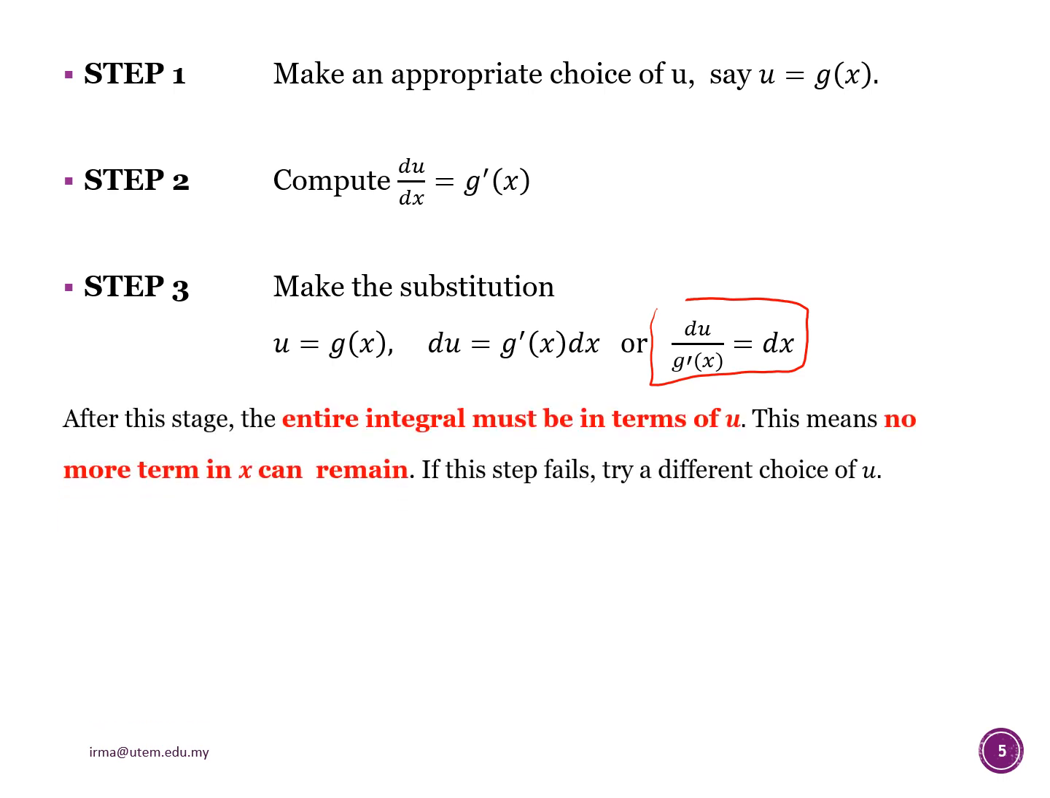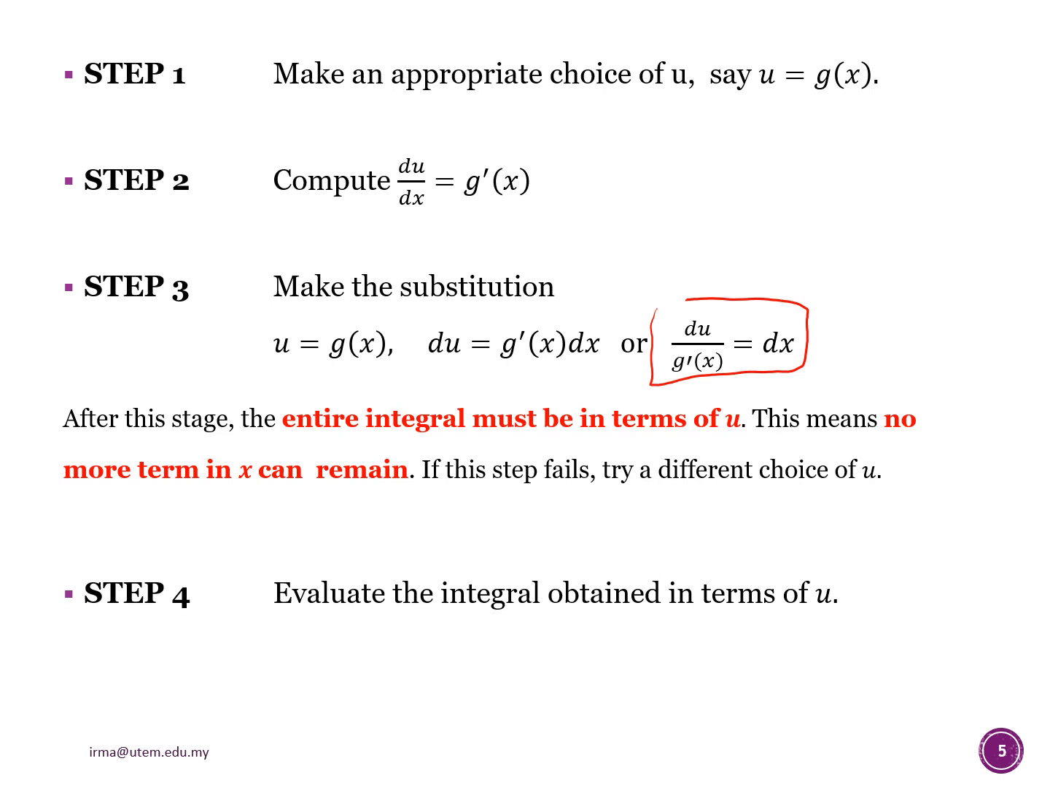After this stage, the entire integral must be in terms of u. This means no more term in x can remain. If you substitute all the u and all the dx, your integration will be in terms of u only. If you still have x, you need to change the choice of u.